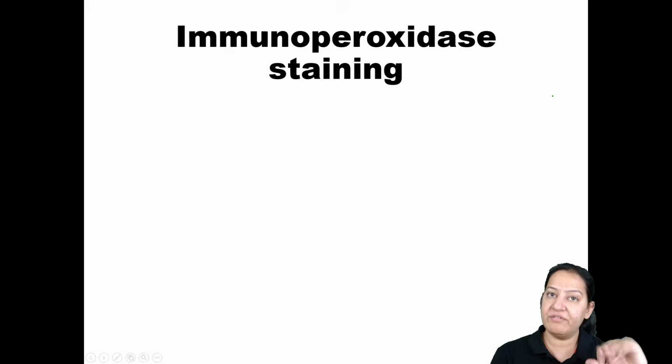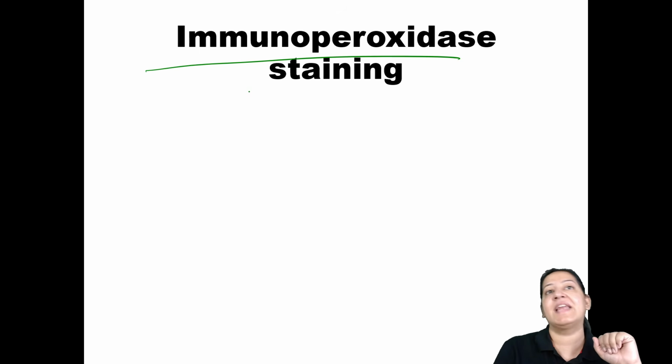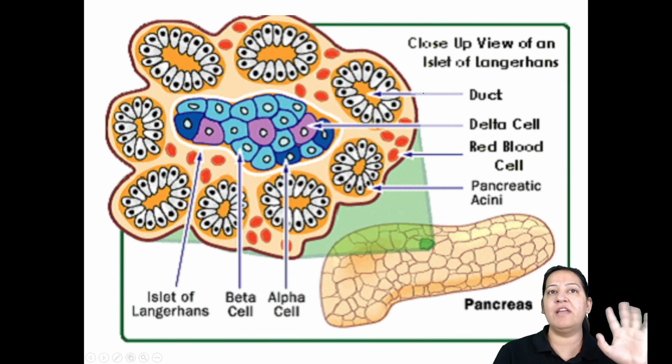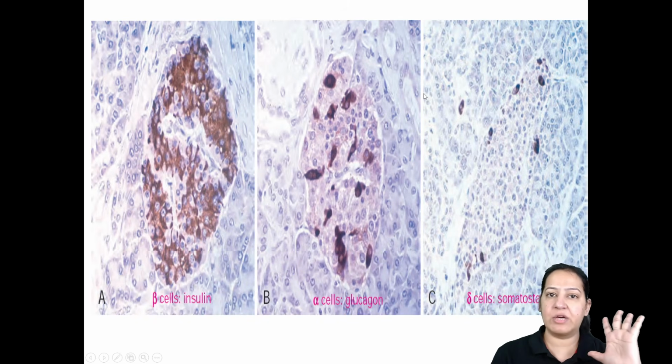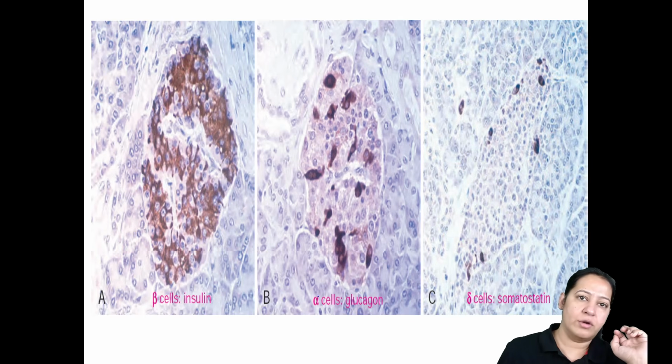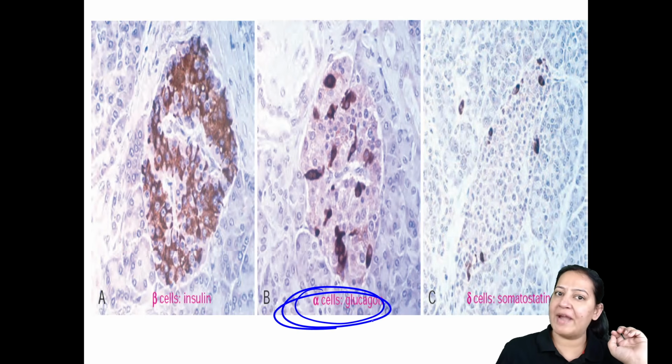You have to prove it with the help of immunoperoxidase staining. So what do we basically do? We take antibodies against different hormones. As I have told you, alpha cells secrete glucagon, so take antibodies against glucagon. Glucagon antibodies will go and bind with alpha cells only.